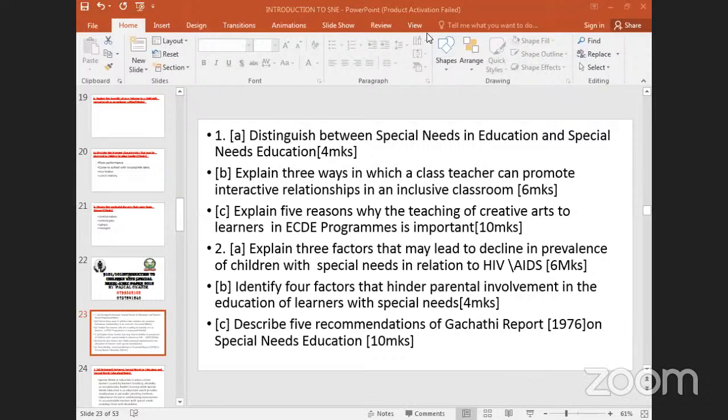Okay, question 3A. Identify 4 ways a school may adapt the curriculum to accommodate learners who are gifted and talented. Adapting the curriculum.